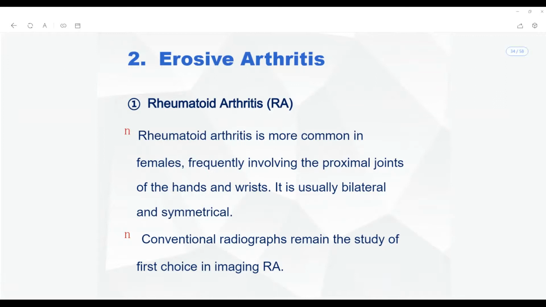Is there any confusion here? There is a simple thing I can tell you on how to remember the differences between osteoarthritis and rheumatoid arthritis, but first try to remember it.